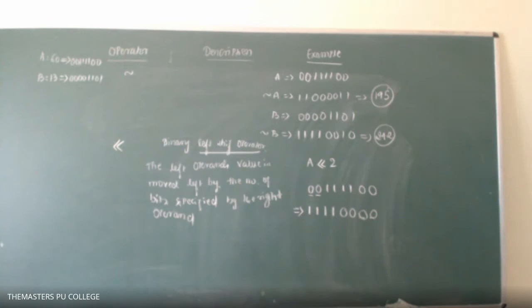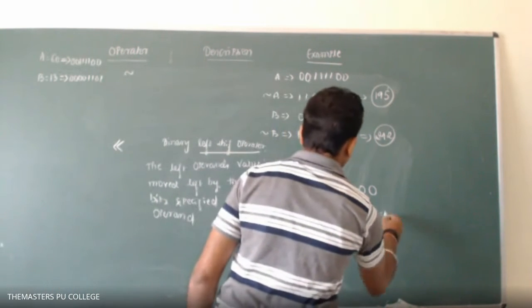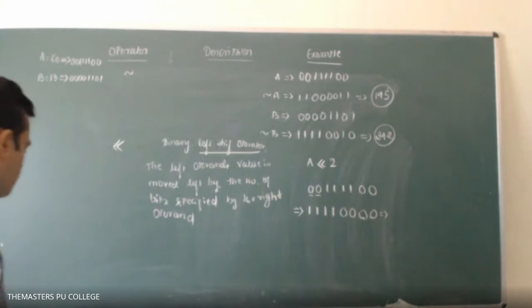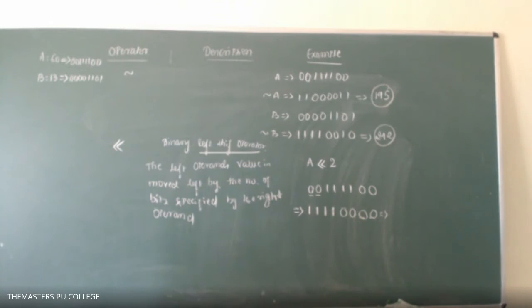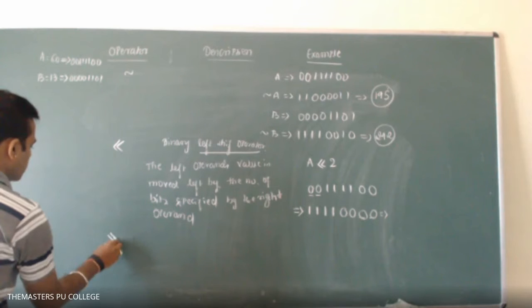Okay, so what is the output? What is the decimal equivalent of this? Check it out. Okay, next, the right shift operator.